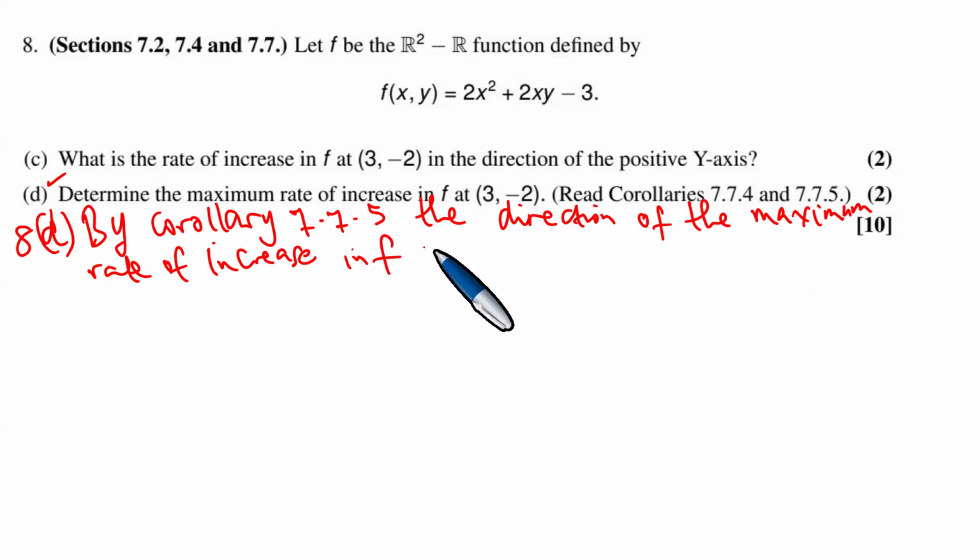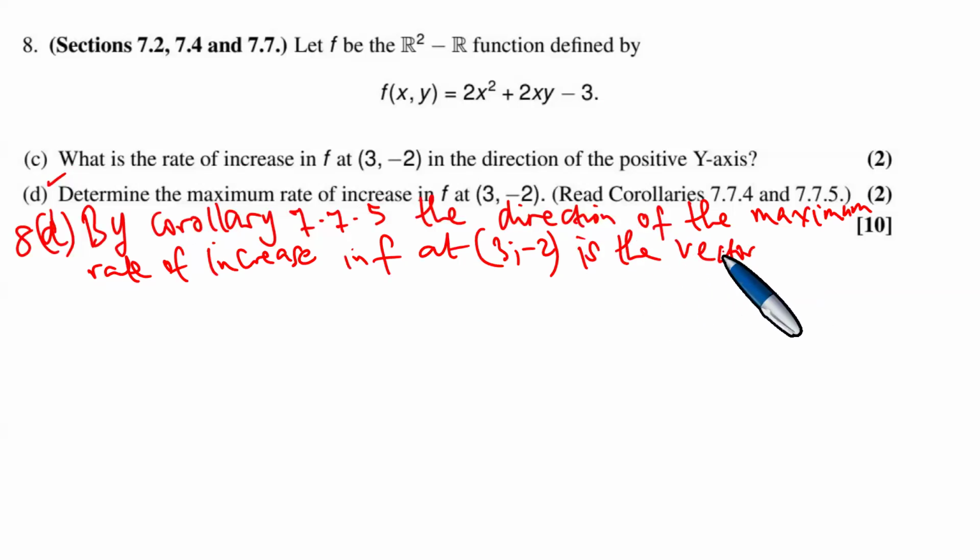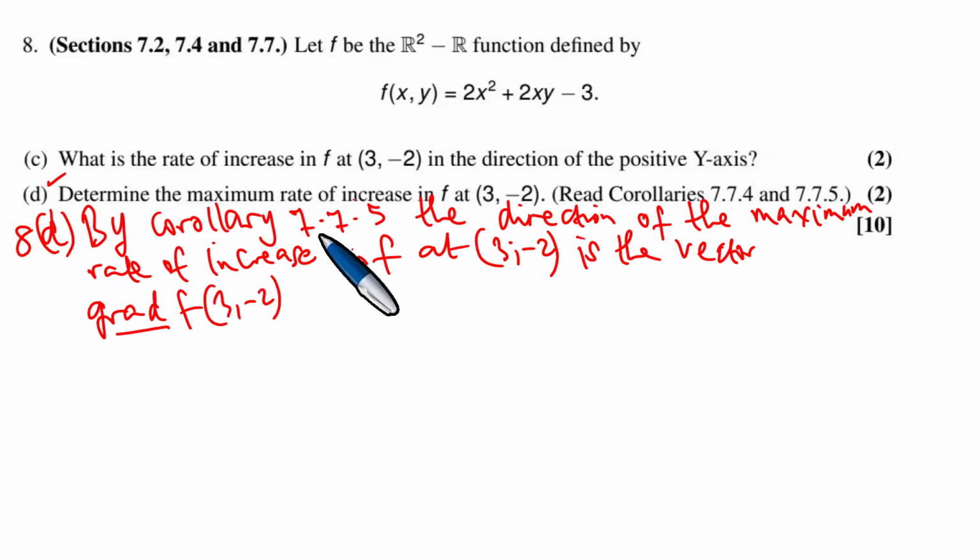The direction of the maximum rate of increase in f at (3, -2) is the gradient vector, the gradient of f evaluated at (3, -2). Everything is at (3, -2) for this question. So by corollary 7.7.5, the direction of the maximum rate of increase in f at (3, -2) is the gradient vector, which is (8, 6).